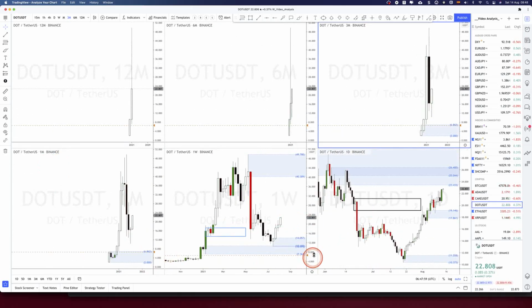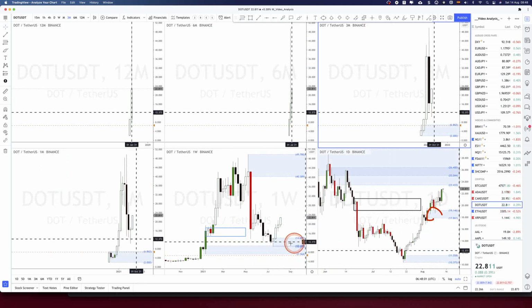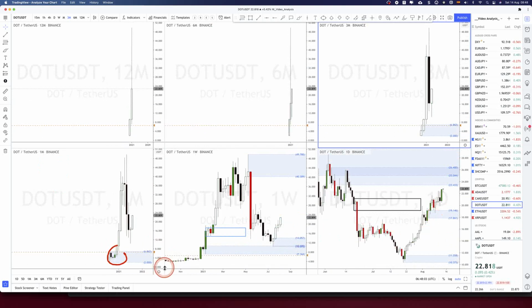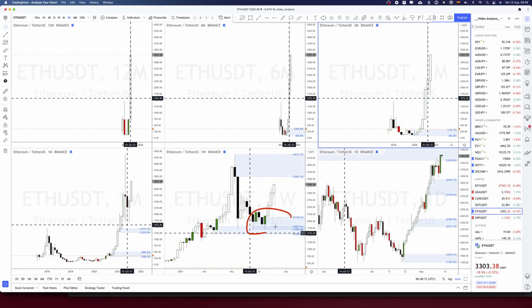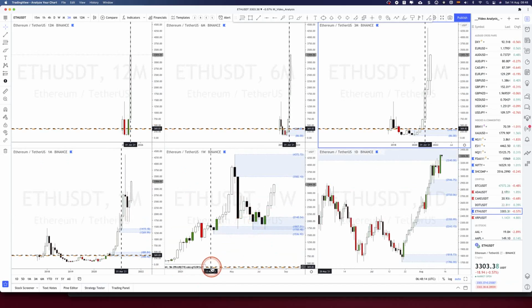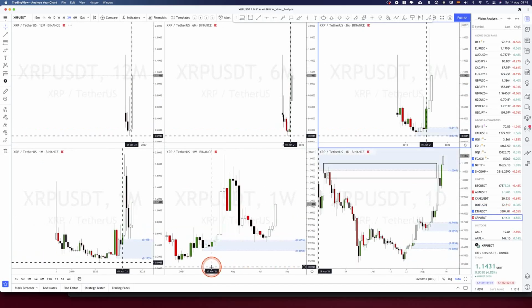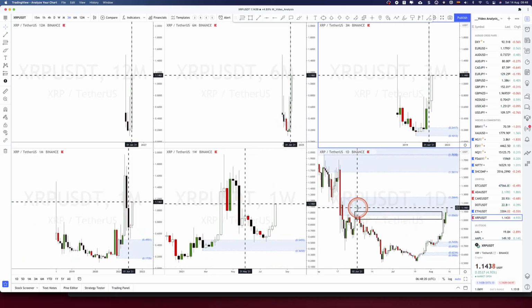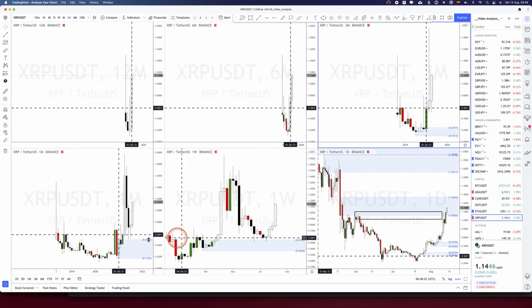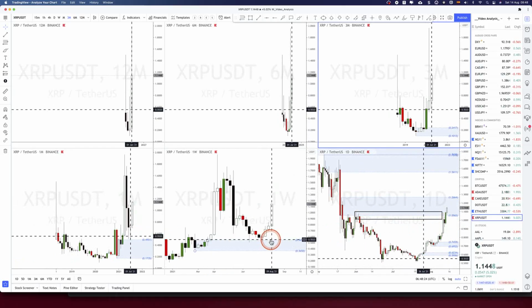Polkadot, we have a brand new area of demand on the daily in control without retracing to this strong area of demand on the monthly. New area of demand on the weekly, long bias. Ethereum, new area of demand on the weekly with weekly demand in control, longs and EF's demand. On XRP, expecting this poor tested used up area of supply to be eliminated, new area of demand over here probably, long bias with weekly demand level in control.